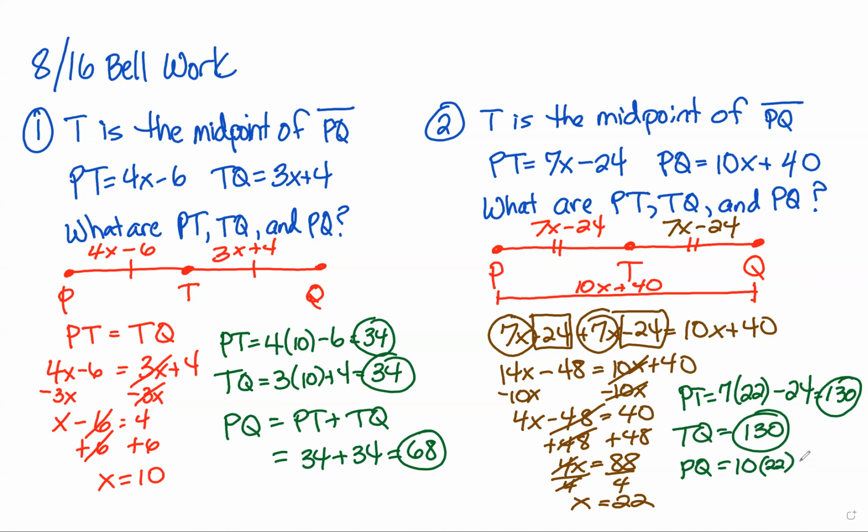So that's 10 times 22 plus 40. So again, I'm going to use my calculator. 10 times 22 plus 40 is 260. P to Q is indeed 260, 130 plus 130. All right, so we have now finished our bell work. Now the next thing we're going to do is move to angles.